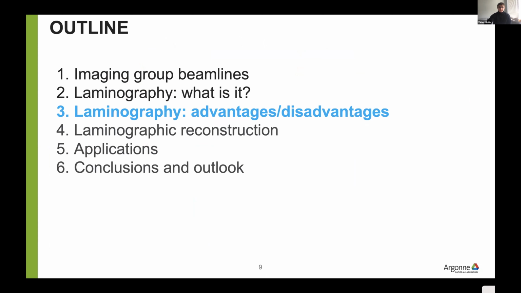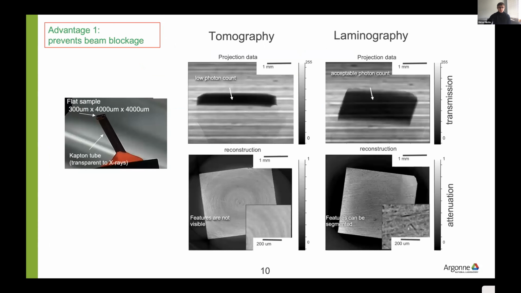So, okay, let's talk about advantages and disadvantages of laminography. So the first advantage is that laminography prevents the beam blockage. So if you take like this flat sample, like in this case, this is some mouse brain, and look at the projection data on the detector for tomography, you'll see this slab here, but we will not have any photon counts on the detector. So in here, black color means that we don't have any photons on the detector. So white color means that we get photons on the detector. So basically this color bar means transmission.